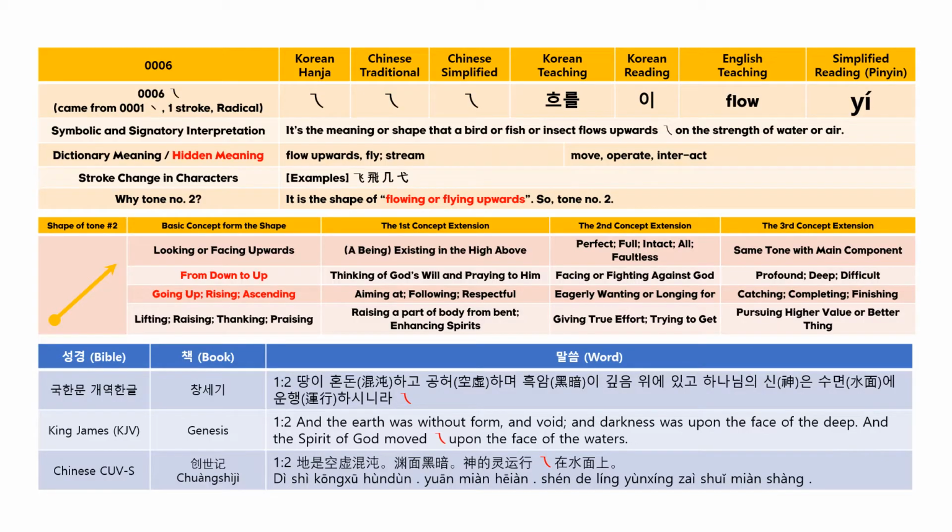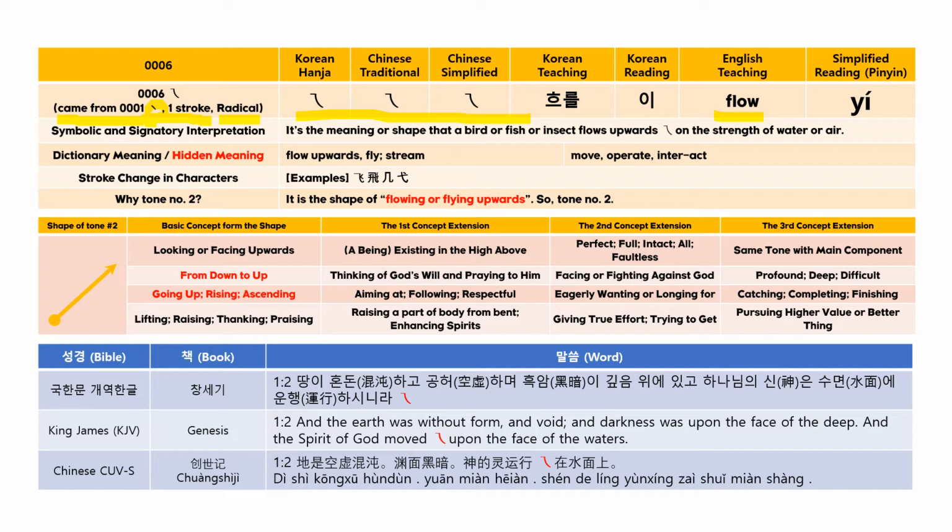Yeah, this character is one stroke radical. This character came from the dot, the first character you have learned, meaning sky. All the same shape: Korean Hanja, Chinese traditional, and Chinese simplified, meaning flow or stream.